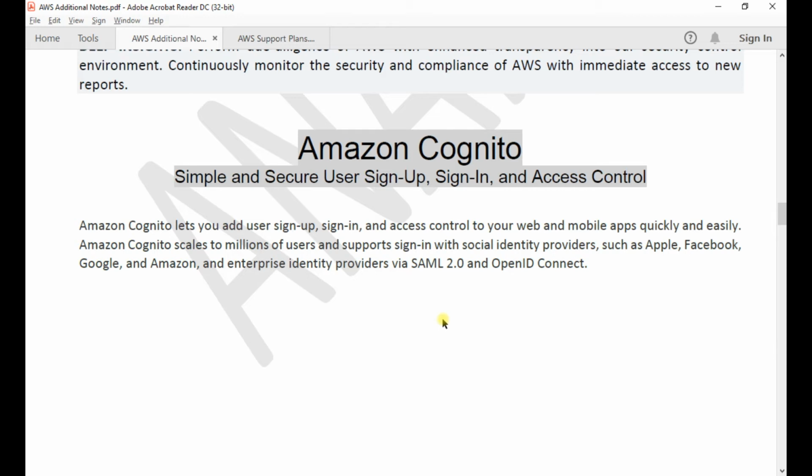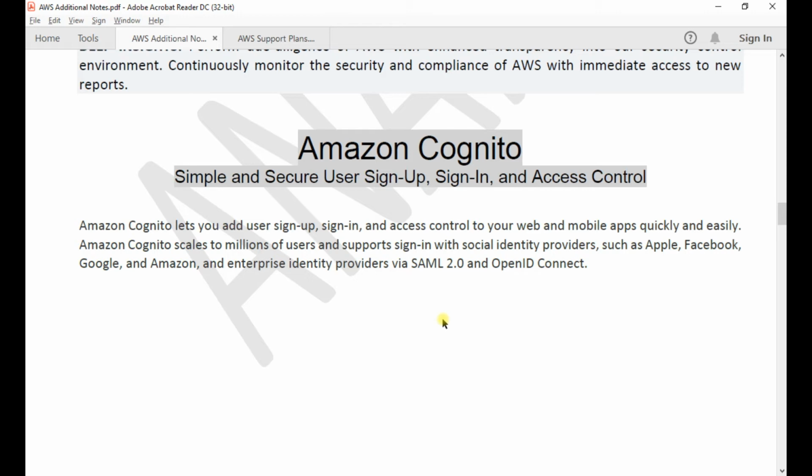How do you do that? Not only mobile, portable devices or maybe your tabs or any other devices which are there. Providers like Apple or Facebook or Google, Amazon, whatever it is, will be accessed to the AWS infrastructure using this Cognito. It lets you add users to sign up, sign in and access control to your web and mobile devices quickly. Yesterday we saw how we can add Google Authenticator to your mobile device so it can authenticate. Similarly, this Cognito also will work.